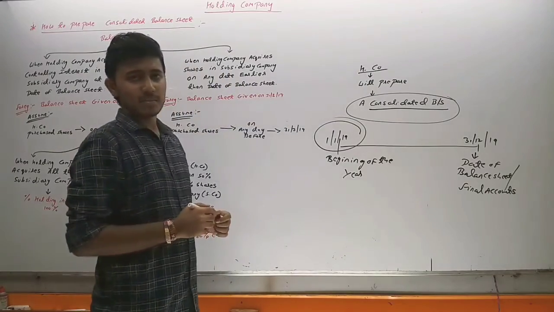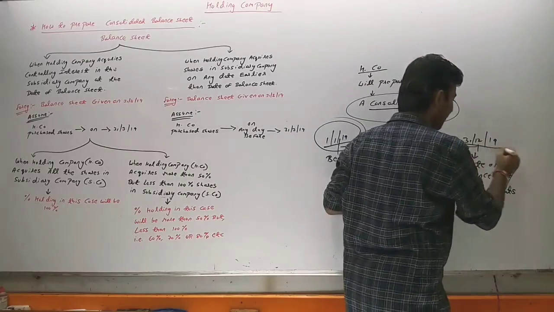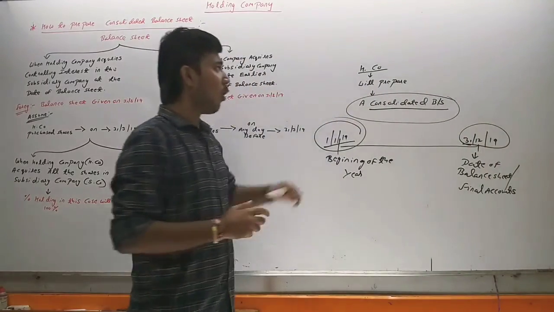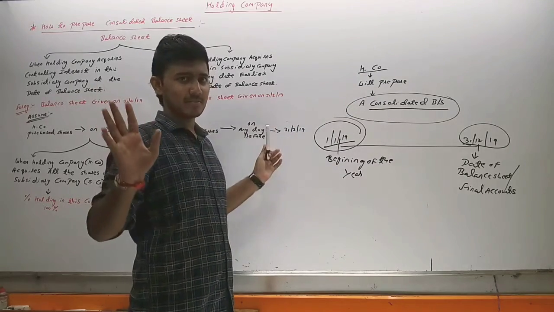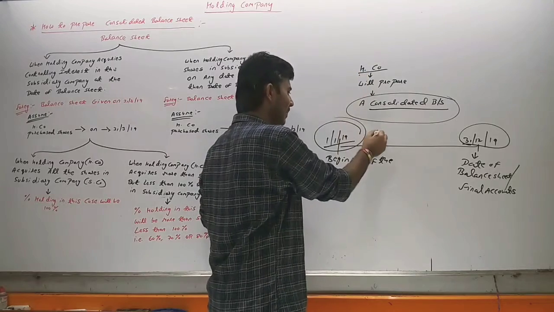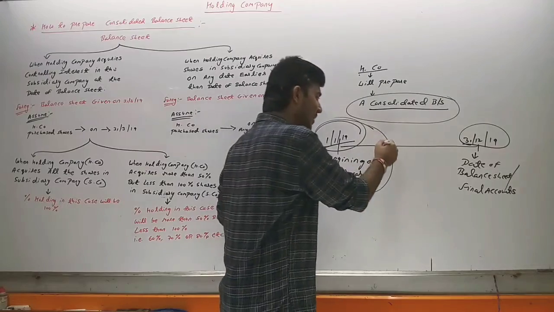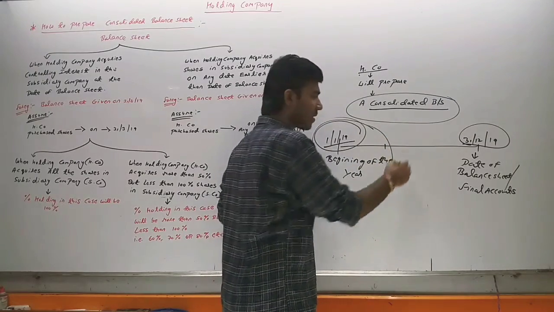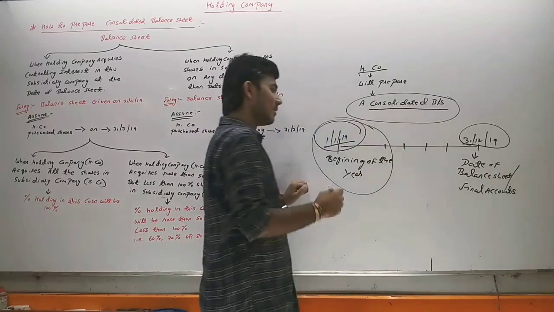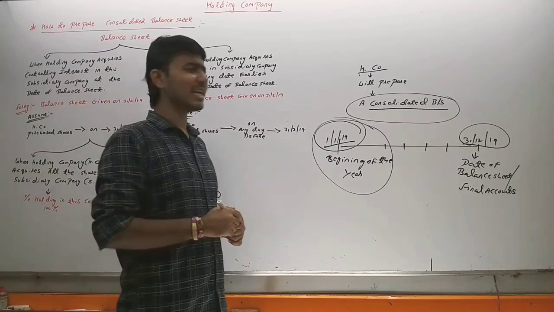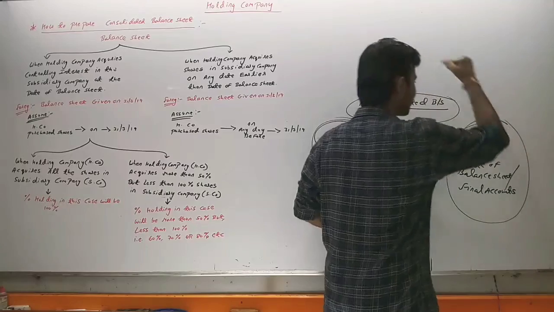From the beginning of the year, which is 1st January 2019, till the year end 31st December 2019, the holding company can purchase the shares of the subsidiary company at any date. Whether the holding company purchases the shares on the first date of the year, or in between on any date in the month of March or April or June or September, or the holding company can purchase the shares of the subsidiary company on the balance sheet date, which means on the last day.